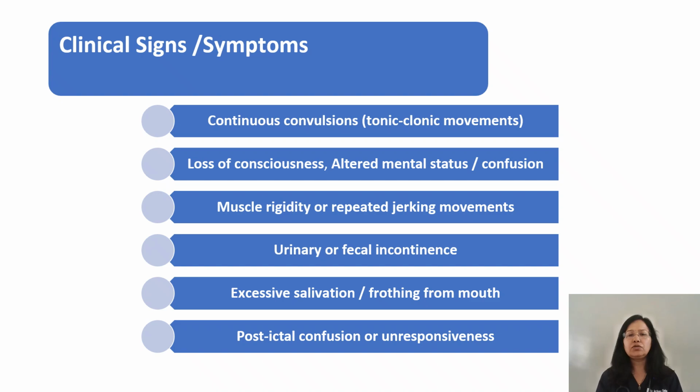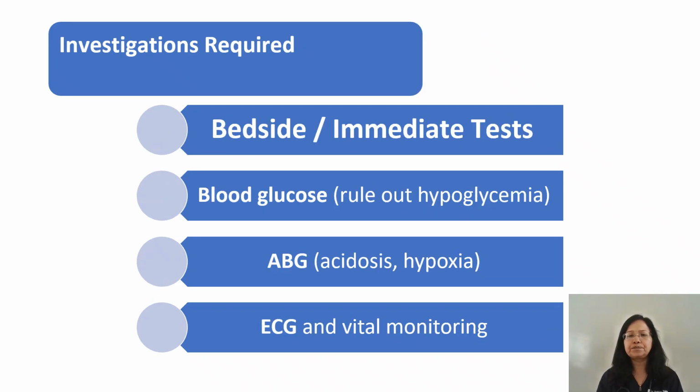So what are the clinical signs and symptoms? First, the patient will have continuous convulsions. It means the patient will have GTCS, generalized tonic-clonic movements that persist. Then the patient can present to you with loss of consciousness, altered mental status, confusion. Then the patient can have muscle rigidity, repeated jerky movements. Sometimes urinary and fecal incontinence can also be seen. The patient can have excessive salivation, and will present to you in post-ictal confusion or unresponsive.